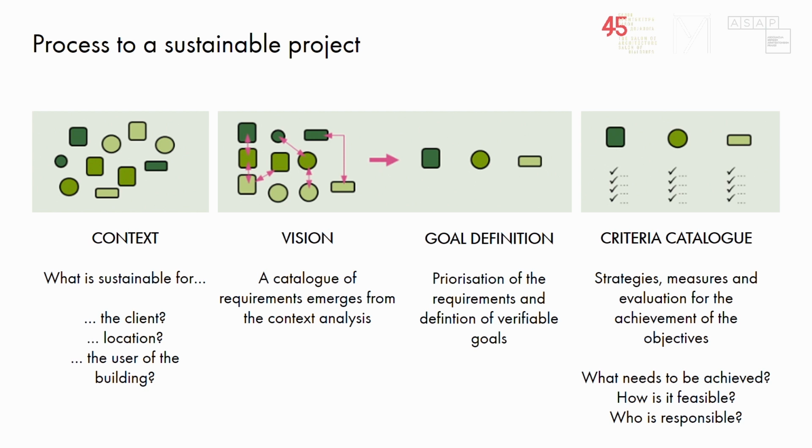And after this goal definition, it's in a criteria catalog, where we put all the strategies and the measures together, and the evaluation of the achievement of the objectives. And most importantly, it's asking again those questions: what needs to be achieved? How is it feasible? And very important, who's responsible? Like, who's the responsible party in the project? Is it the client? Is it a specific person in the project team?